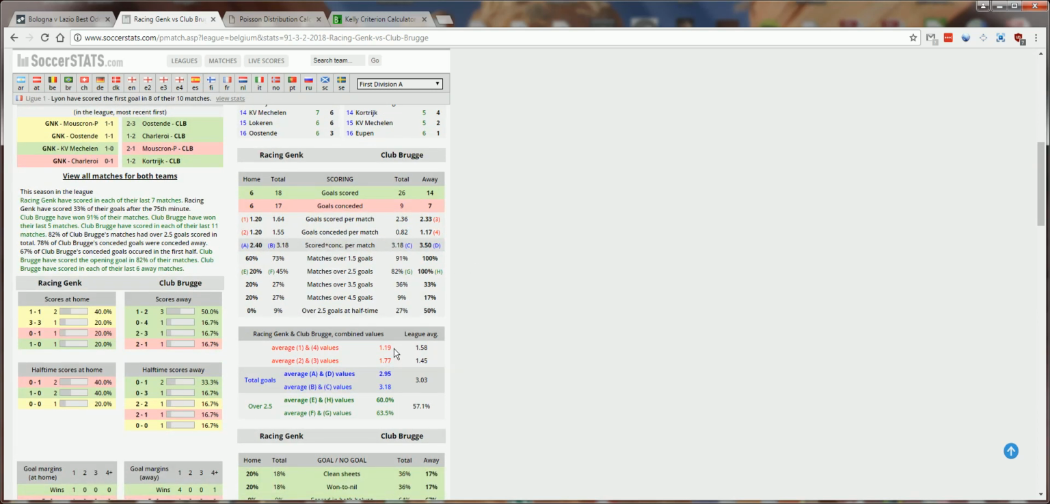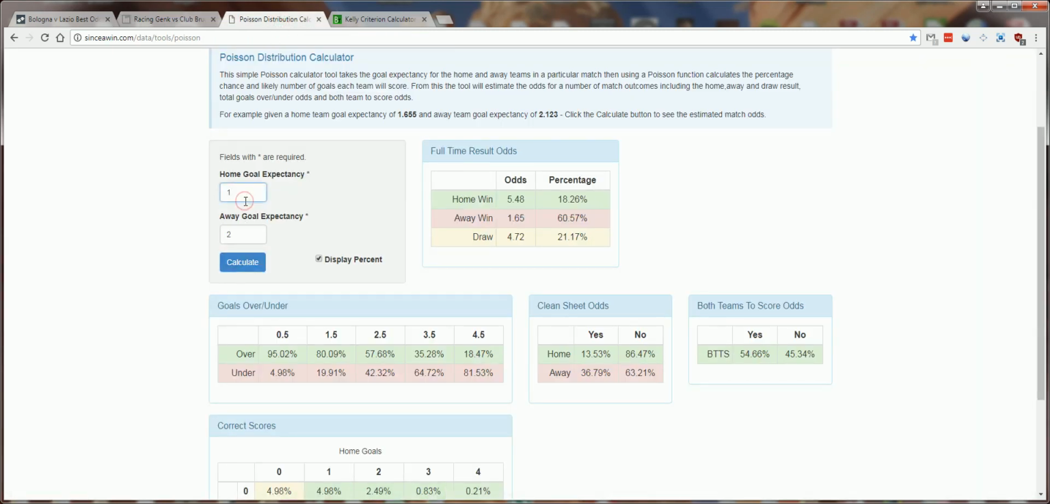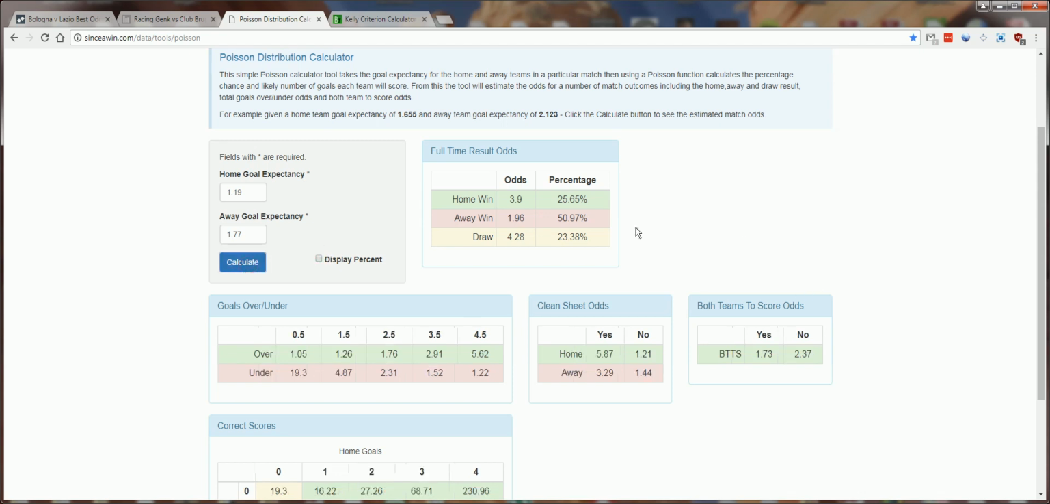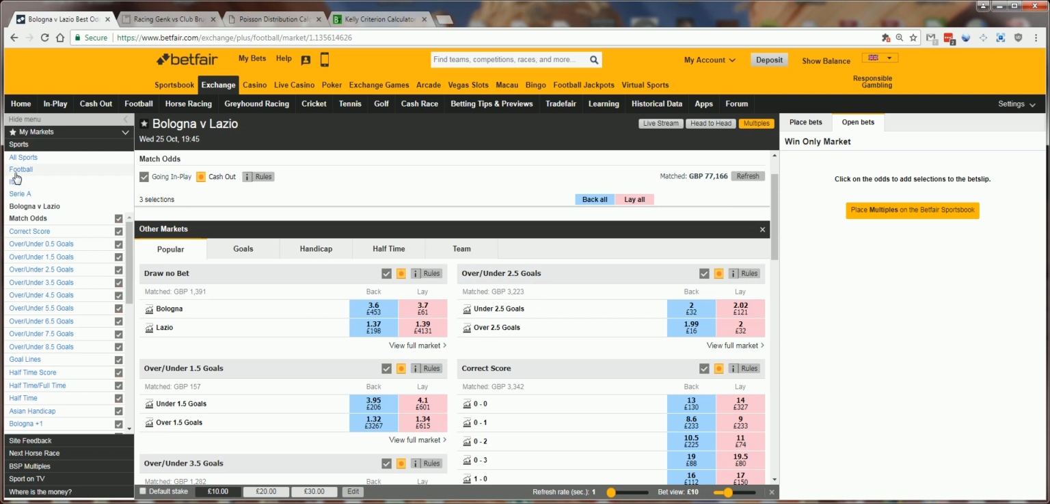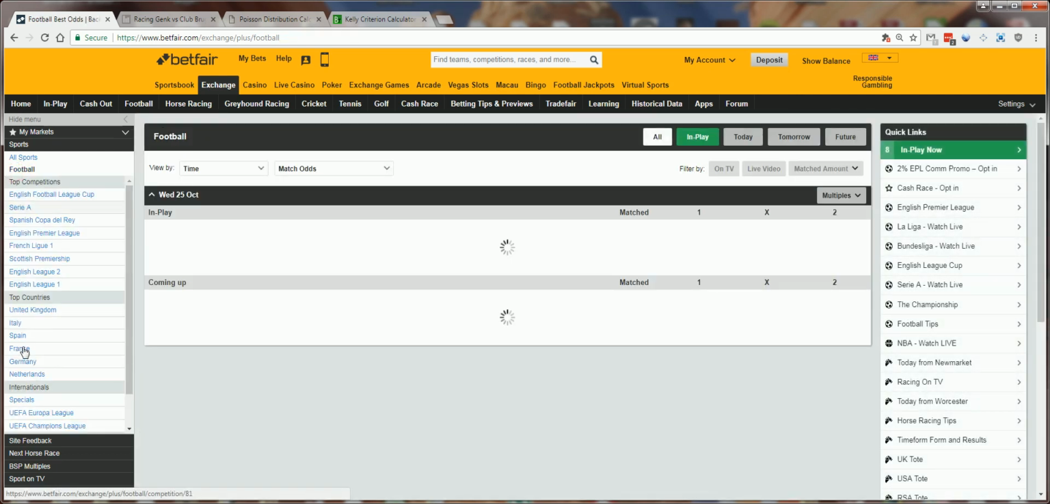So we now go to the little averages. 1.19, 1.77. And that comes out at, have a look. So, yeah, obviously Club Bruges are now odds on favourites, aren't they? Which is what we thought when we looked it up. So let's just have a look and see if we've got any value at all here.